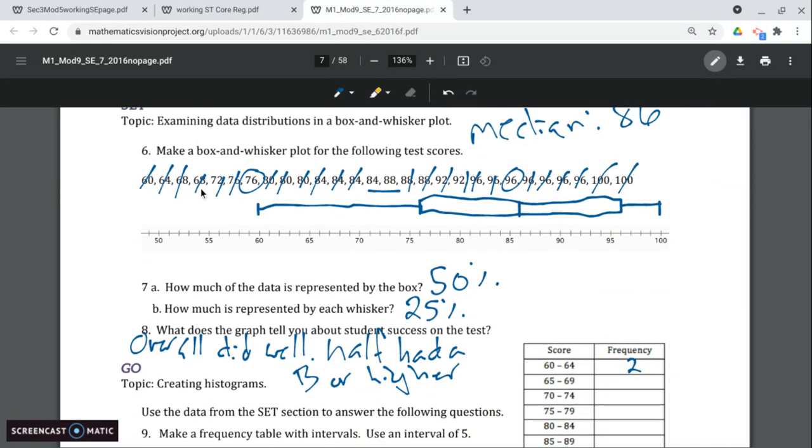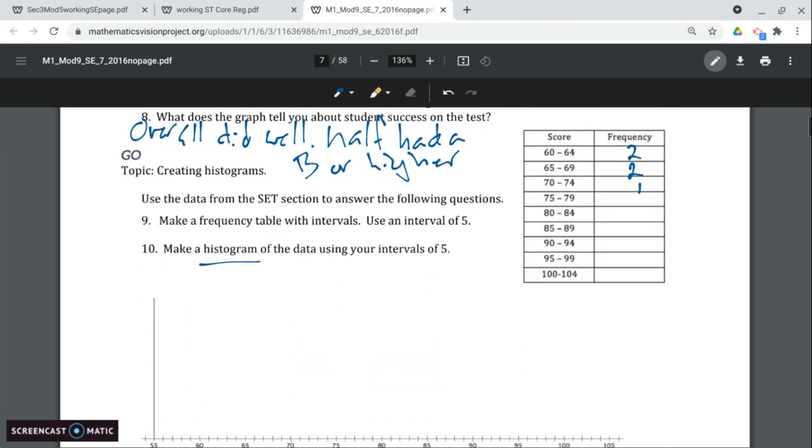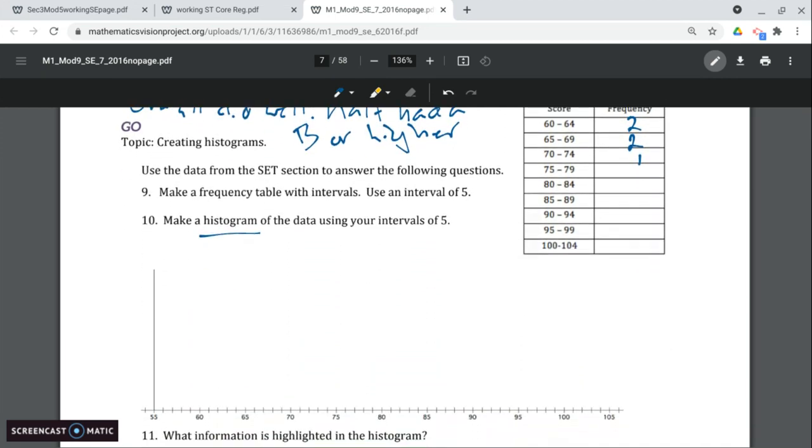How many values occur between these numbers? We've got 62 and 64, so we've got 2. Between 70 and 74, we've got 1. So continue that with the rest of those, and we're going to start a histogram with just these values. That way you guys have some to do as well.